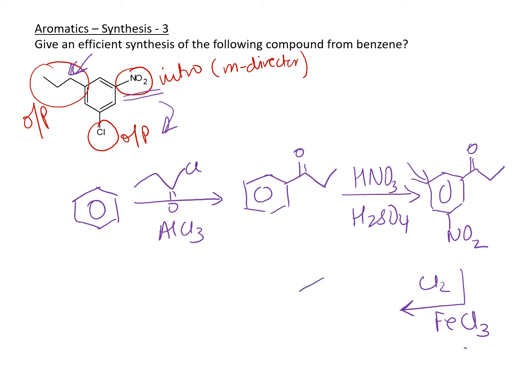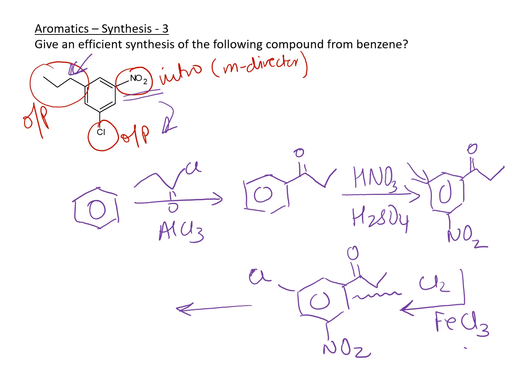Then I'm at my 3rd group now on it, and I still have the keto group. I still have not done anything about that because I still need that meta position to be activated. And so now I have my chlorine. Now I have all the substituents that I need except for one, and that one is of course the propyl group. So now all I have to do is reduce this one. I have 2 reductions that I can use, the Wolff-Kishner or the Clemmensen. So I can use either one of those.